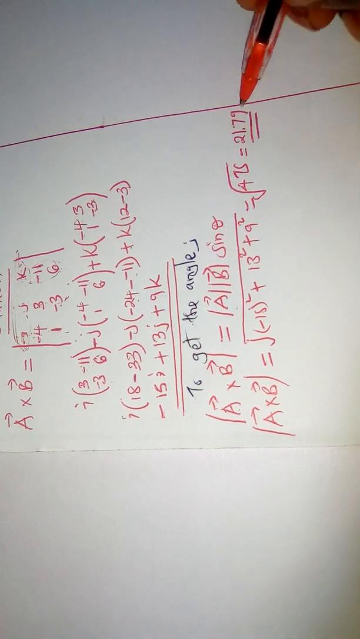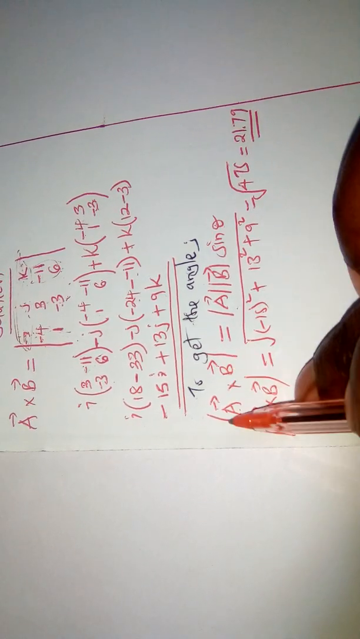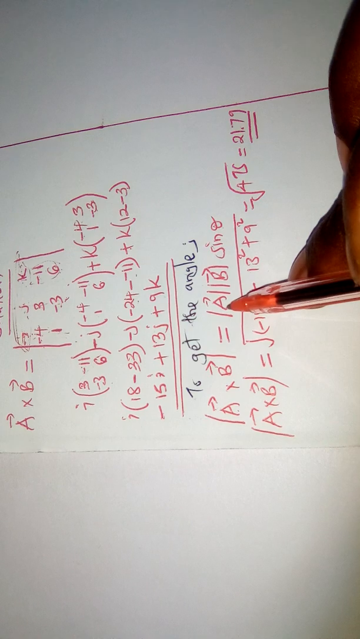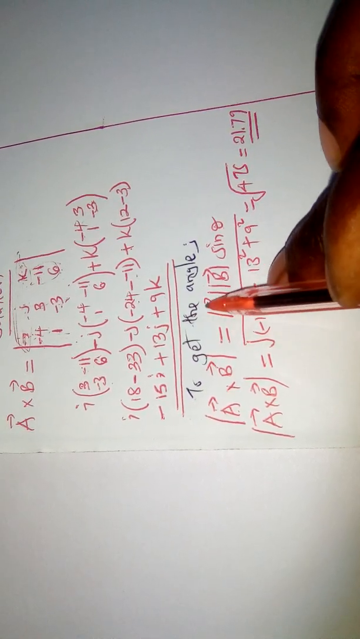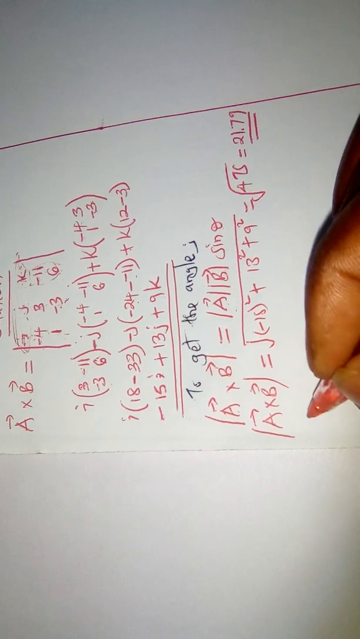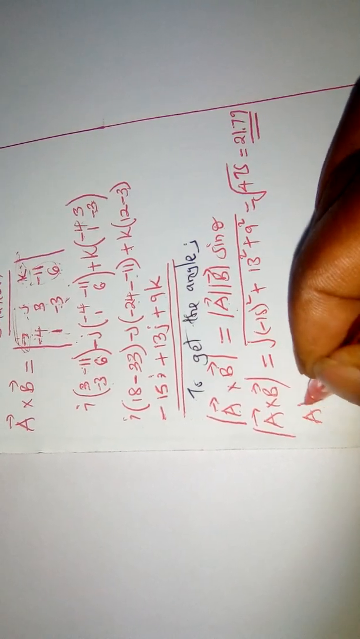Now after getting this, you shall have done with this side here. So you move to this side here. You see I've written the magnitude of vector a. So you are supposed to begin with it. Just write the magnitude of vector a.